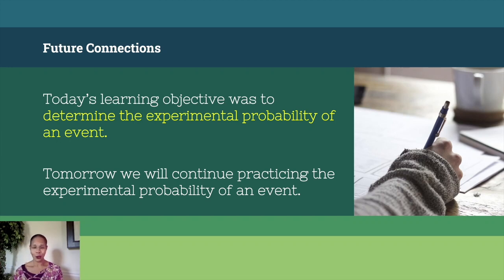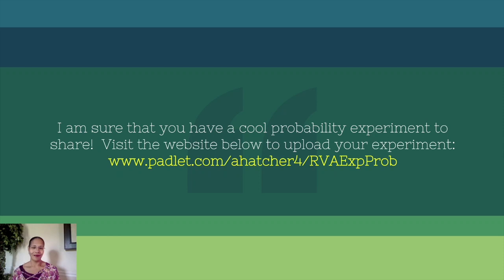So for our future connections, today's learning objective again was to determine the experimental probability of an event. Tomorrow, we will continue practicing the experimental probability of an event. Now, I'm sure that you too have a cool probability experiment to share, just like Marvin Holmes III did. Please visit the website below to upload your experiment. That way other people in the greater Richmond area can see what we all have been doing.